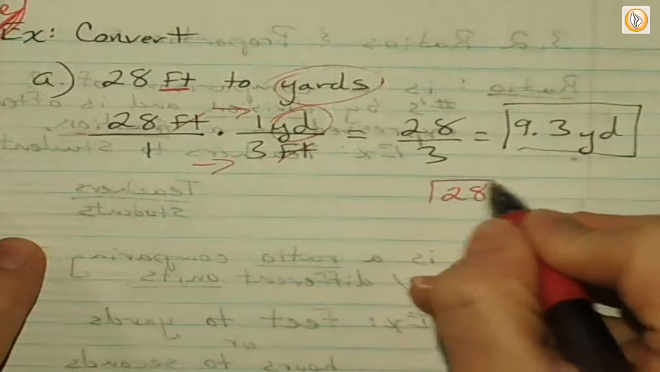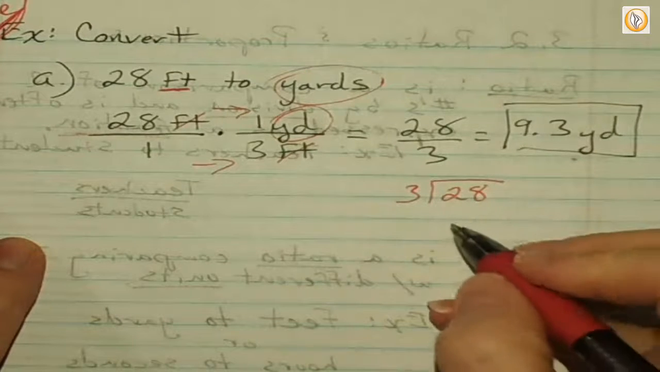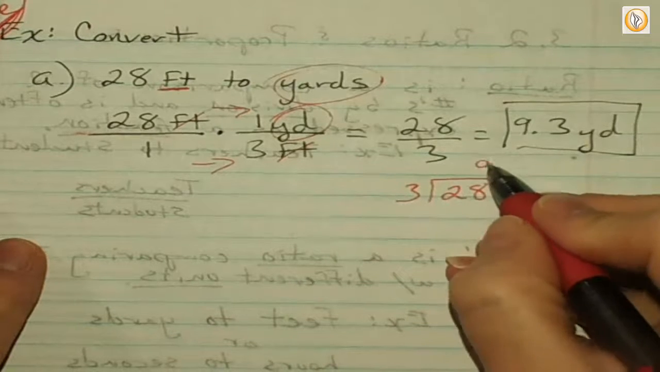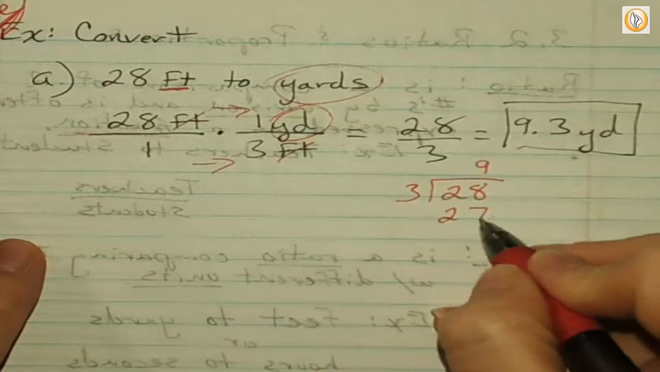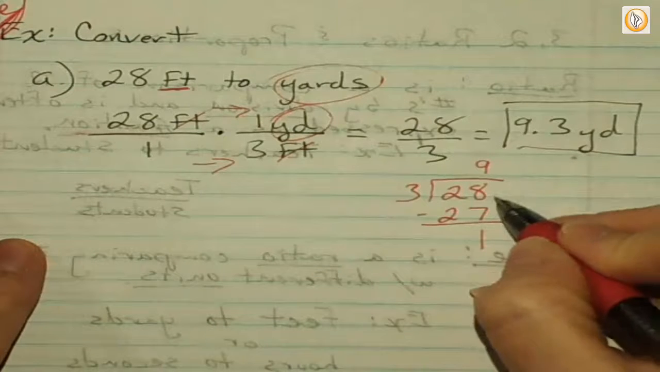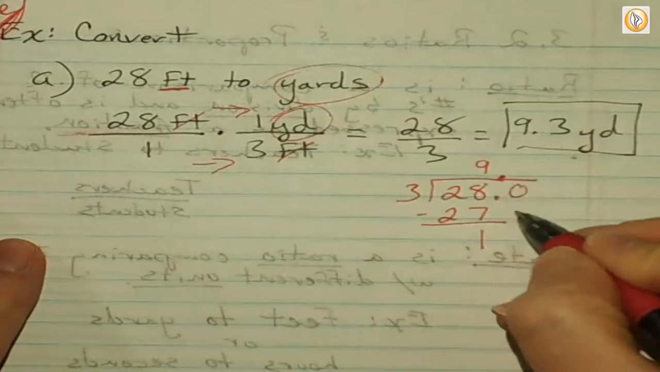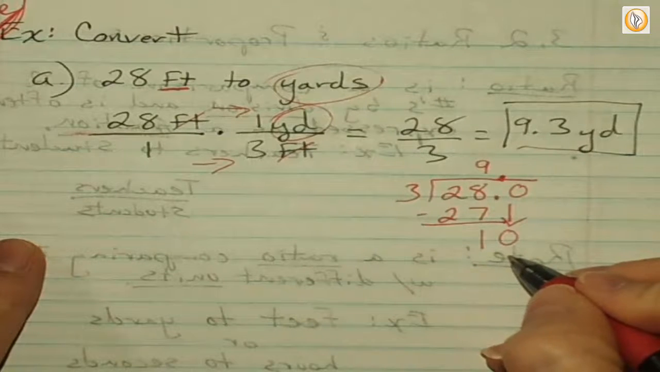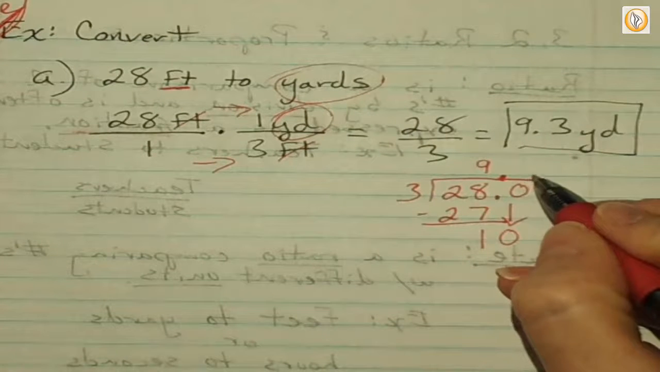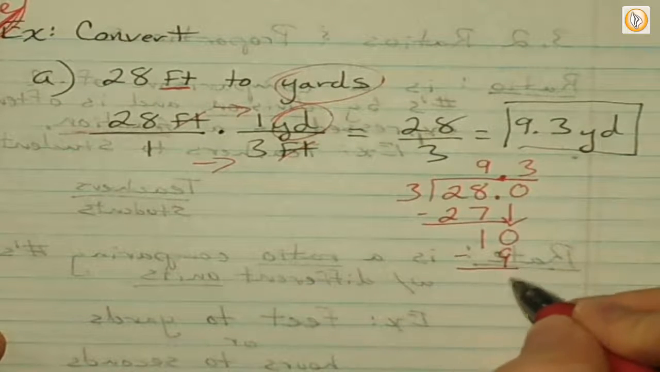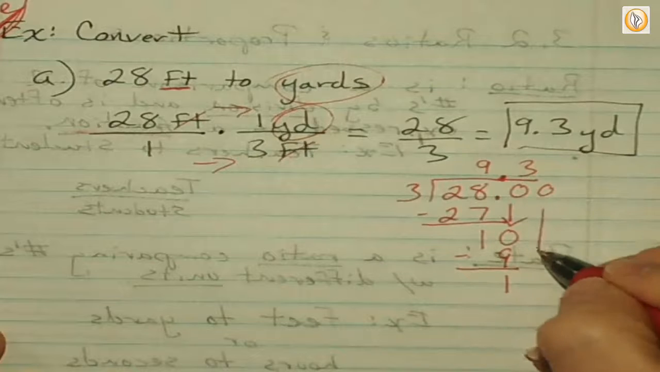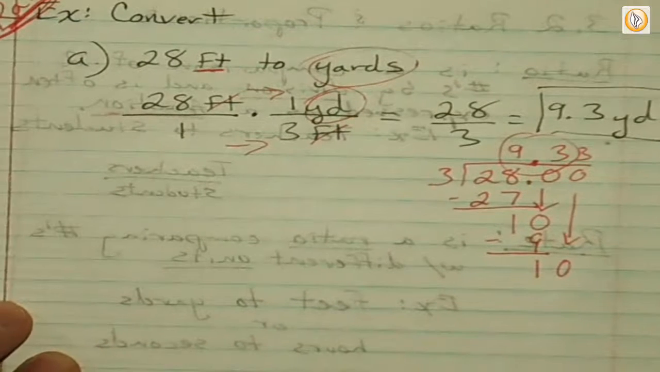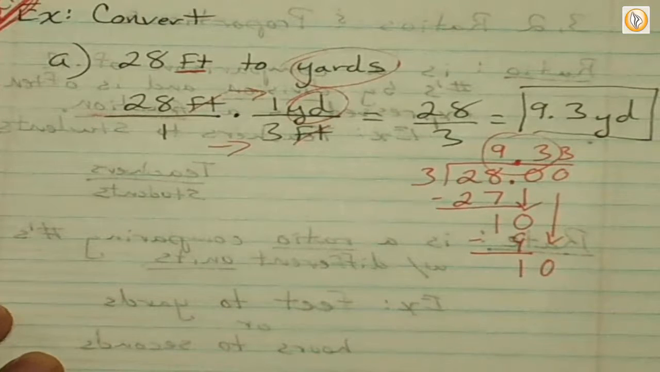The cowboy goes into the house. The horse goes on the outside. 3 goes into 28 how many times? 9 times 3 is 27. Subtracted, we get 1. Decimal, 0, bring it down. You don't just stick 1 up here, the remainder. How many times does 3 go into 10? 3. Y'all see what I'm doing now? And then we just round to 9.3. So you can just round. You don't have to put the line.